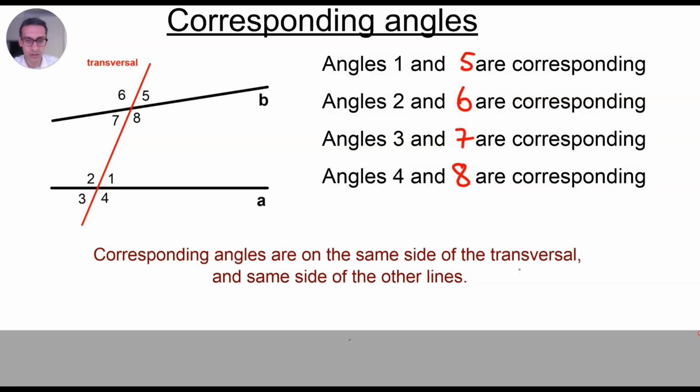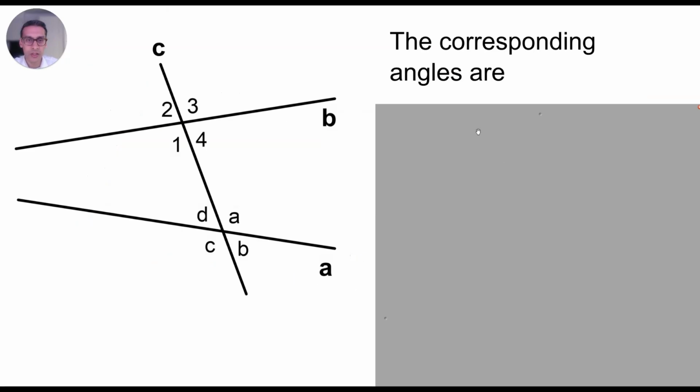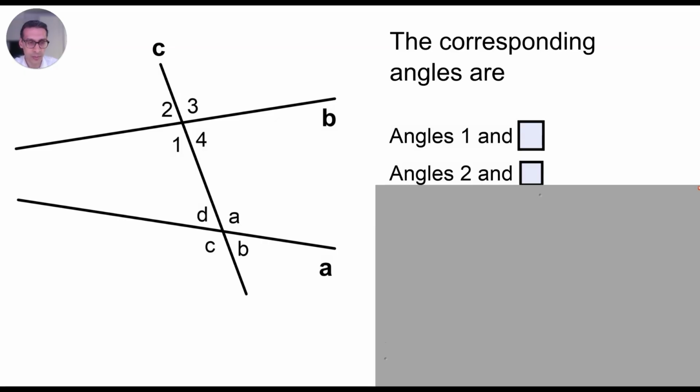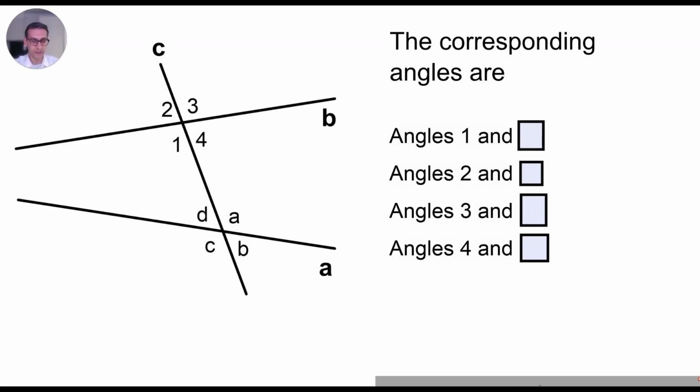So let's look at some practical examples here. So we've got angles 1 and what are corresponding. I'm going to show you all of the questions. Just have a go with all of these and then I'm going to show you the answers. Okay, so the answers are 1 and C corresponding because they're both below the line and to the left of the transversal. Angle 2 and D.